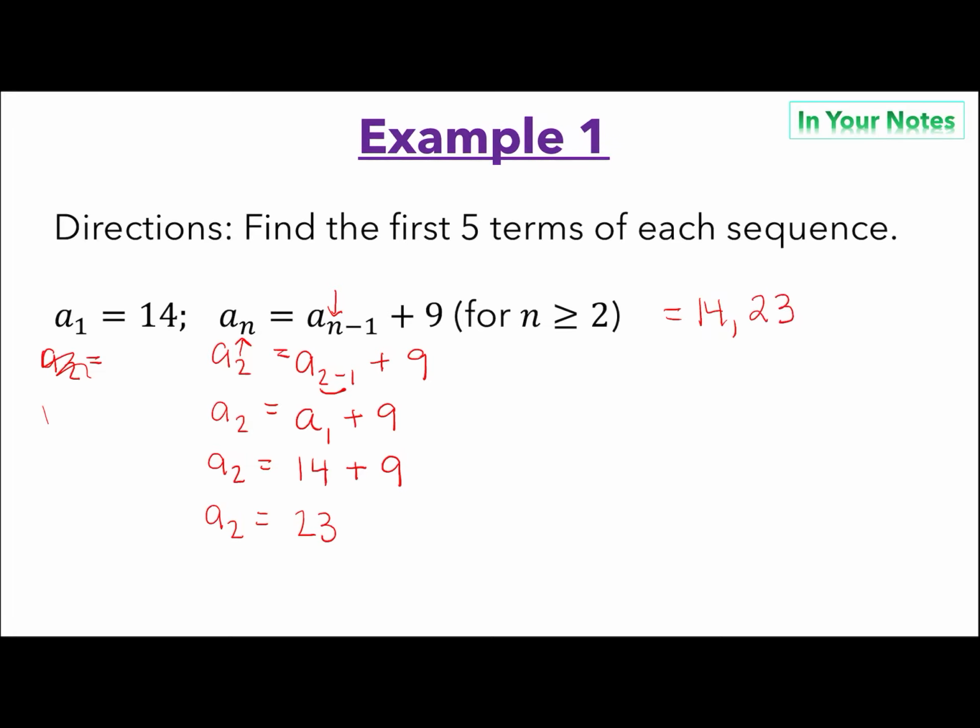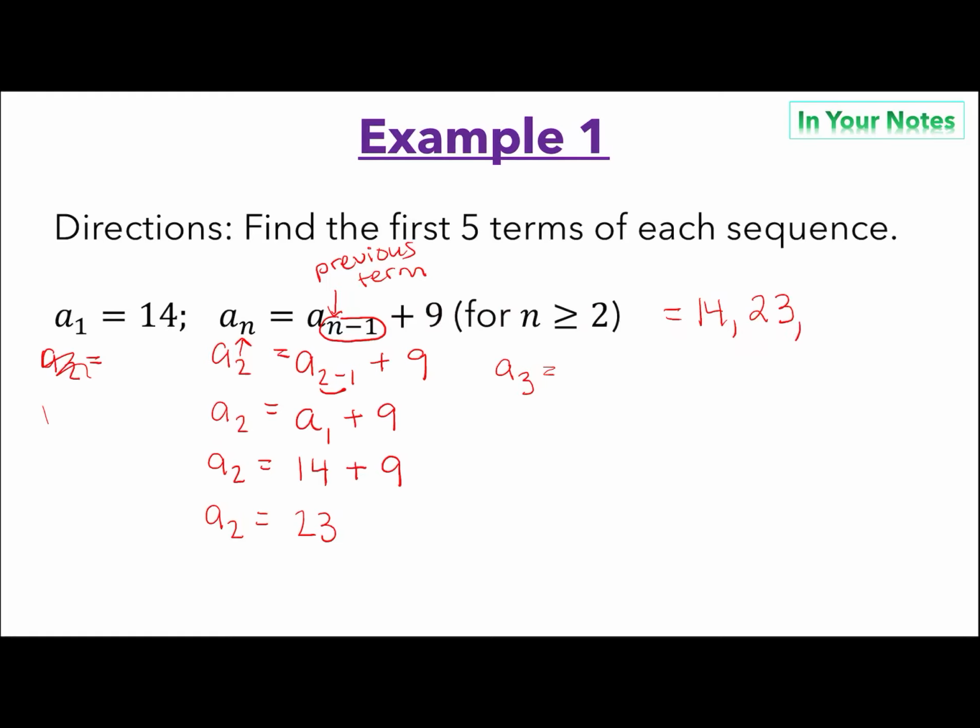So that was what I wanted to show you guys. This is the long way of doing this. Remember, if you just want to read n minus 1 as previous term, it's so much easier. So once again, if you read this formula, a sub n minus 1, as previous term plus 9, that's very easy. Look, all we had to do is do 14 plus 9, and we got 23. So let's find a sub 3. So a sub 3 is going to be the previous term plus 9.